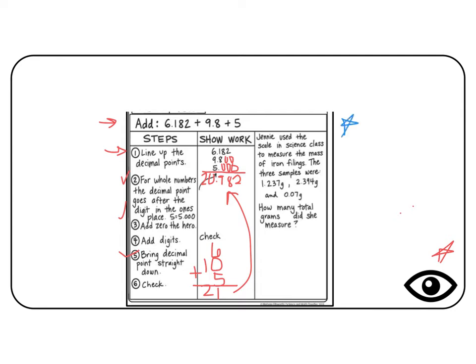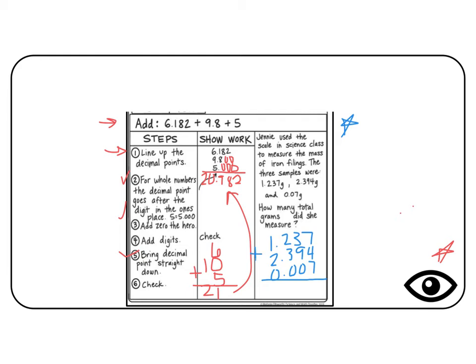All right, here is a second problem on the left. It says, Jeannie used the scale in science class to measure the mass of some iron filings. There were 3 samples: 1.2, 3.7, 2.394, and 0.007. Notice that I lined up all of my numbers by their digits, by the place value, and now we can add.